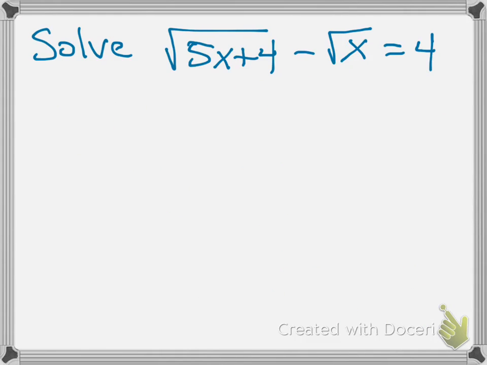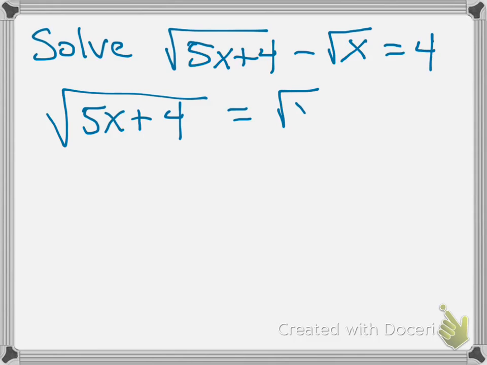Okay, I've got one more example that I want to show you all. And this is an equation where you end up with two radical expressions. In this case, what you want to do is solve for one of your radical expressions. I'm going to choose to solve for the square root of 5x plus 4, and I'm going to move the expression, the square root of x, to the other side of the equation.